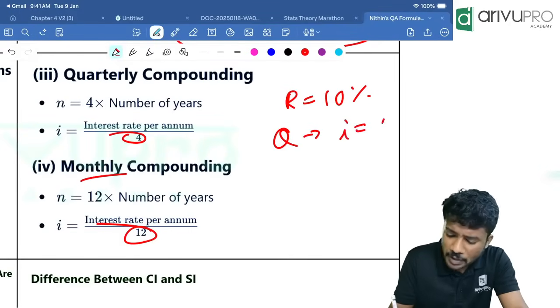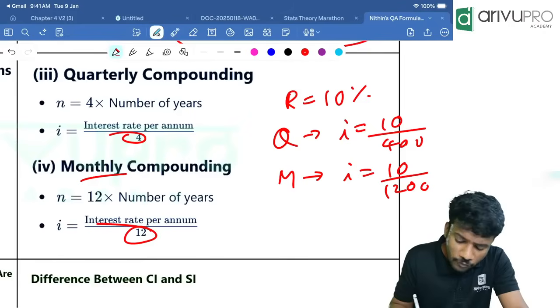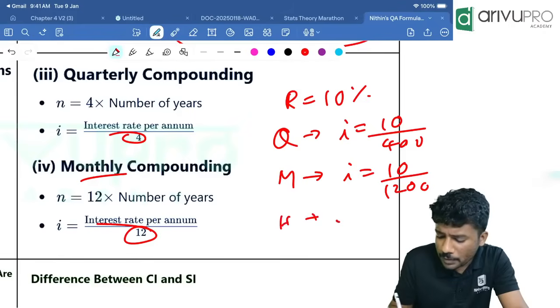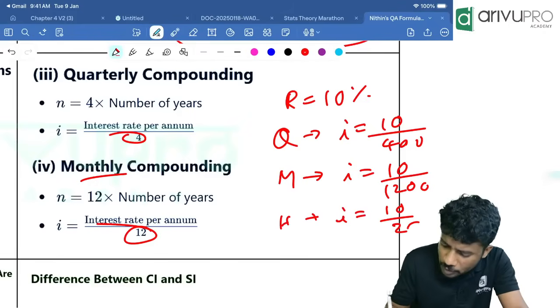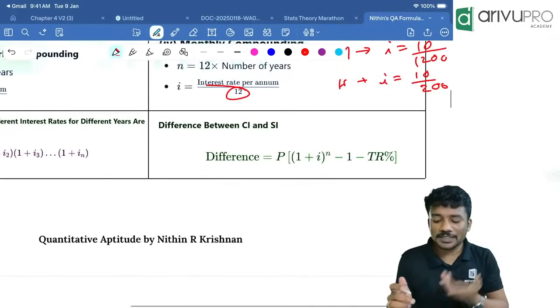I will become 10 divided by 400. Then for monthly compounding, what will happen? I will become 10 divided by 1200. For half yearly compounding, what will happen? I will become 10 divided by 200. Likewise, you can write. Next one, difference between CI and SI.